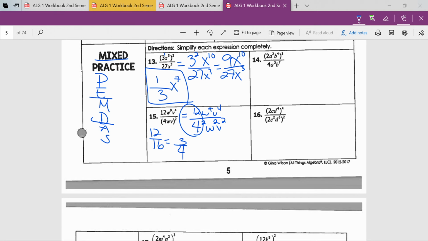Then we can divide the variables. W to the 9 and W to the 2 will give me W to the 7, right? We're dividing, so we subtract. B to the 4 divided by B to the 2 would be B to the 2. Very good.